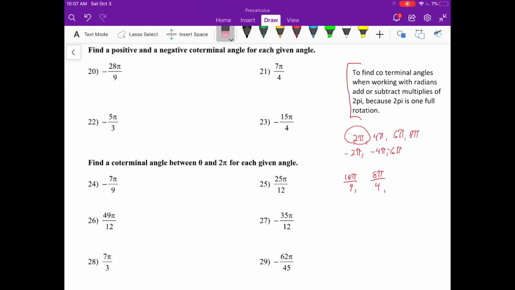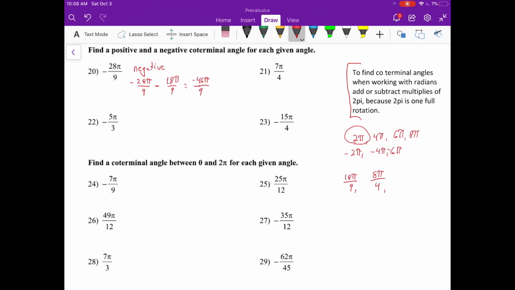And so this first one says find a positive and a negative coterminal angle for each angle given. Well, this is negative 28 pi over 9. So to find the negative, we could just subtract, because we know that will continue to be negative. Taking our angle, negative 28 pi over 9, we're going to subtract 2 pi. We need a common denominator, so instead of writing 2 pi, we automatically think of it as 18 pi over 9. And negative 28 minus 18 is going to be negative 46 pi over 9.